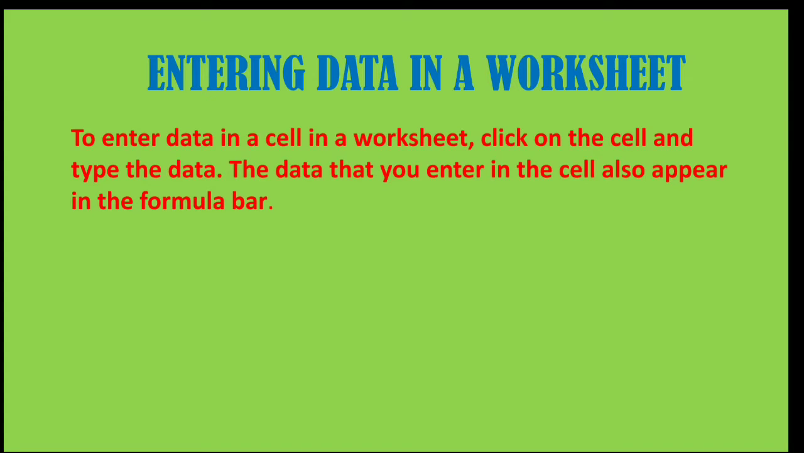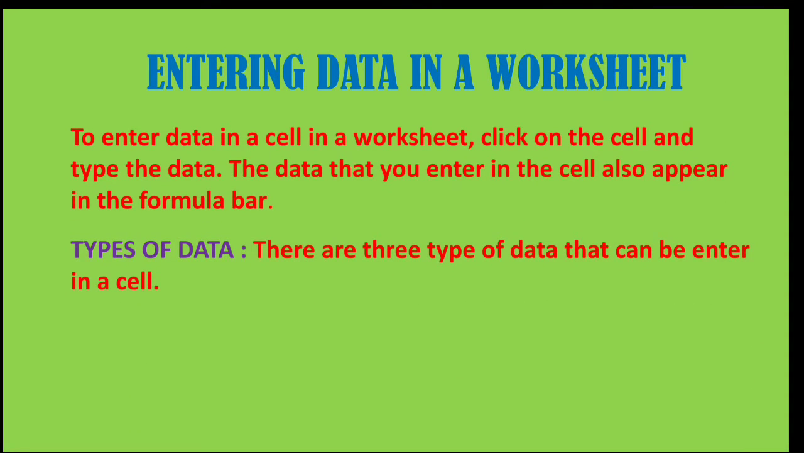So there are so many cells in a worksheet. If I want to enter any data to a particular cell, I have to click on that particular cell and make that cell active. Now I can enter the data in that particular cell. In other cells, I will not be able to enter the data. And the data that we enter is displayed on the formula bar.